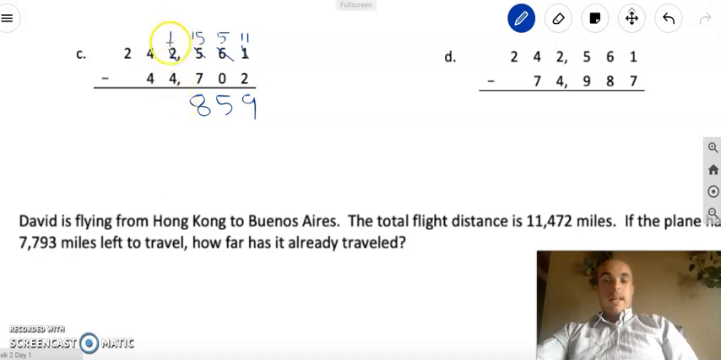I need to look here, subtract. I can't subtract 4 from 1, so I need to borrow here to make this 3. I have a prettier 3 here than what I had. And now make this 11. 11 minus 4 is 7.